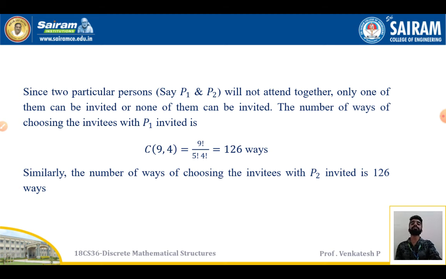So it will be C(9,4) ways. It will be equal to 9 factorial by 5 factorial into 4 factorial, which equals 126. Similarly, the number of ways of choosing the invitees with P2 invited will also be equal to 126.